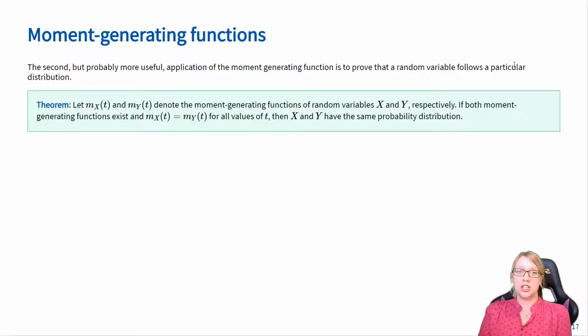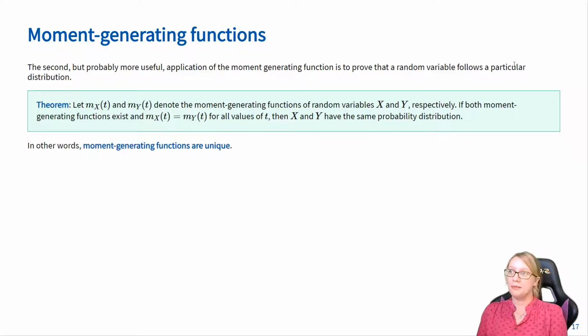Moment generating functions are unique. What this means is that if a distribution has a particular form of a moment generating function, no other distribution will have that same form. They will all have their own sort of functional form to them. So we'll let m sub x of t and m sub y of t denote moment generating functions of x and y respectively. If these moment generating functions are equal everywhere, then x and y actually follow the same distribution.